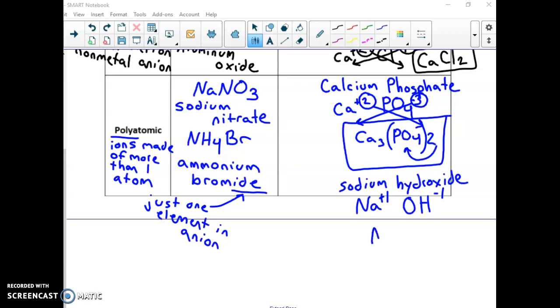So we're going to have Na, OH, 1 of each. We don't need to put any parentheses or any additional subscripts or anything. And we are good. For the most part the same as the binary stuff. Just pay attention to the parentheses. That's pretty much it.